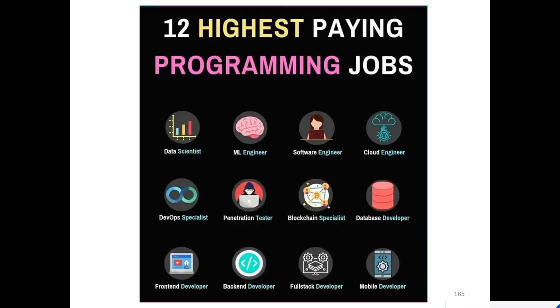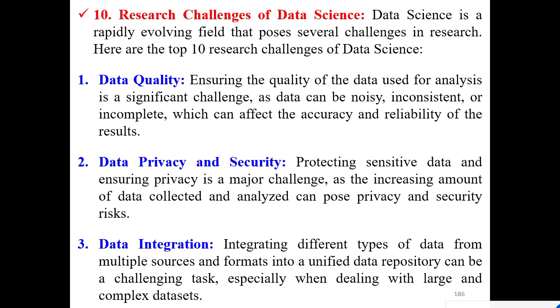There are 12 highest paying programming jobs under data science, like data scientist, machine learning engineer, software engineer, cloud engineer, DevOps specialist, penetration tester, blockchain specialist, database developer, front end developer, back end developer, full stack developer, and mobile developer. Then, what are the research challenges of data science?